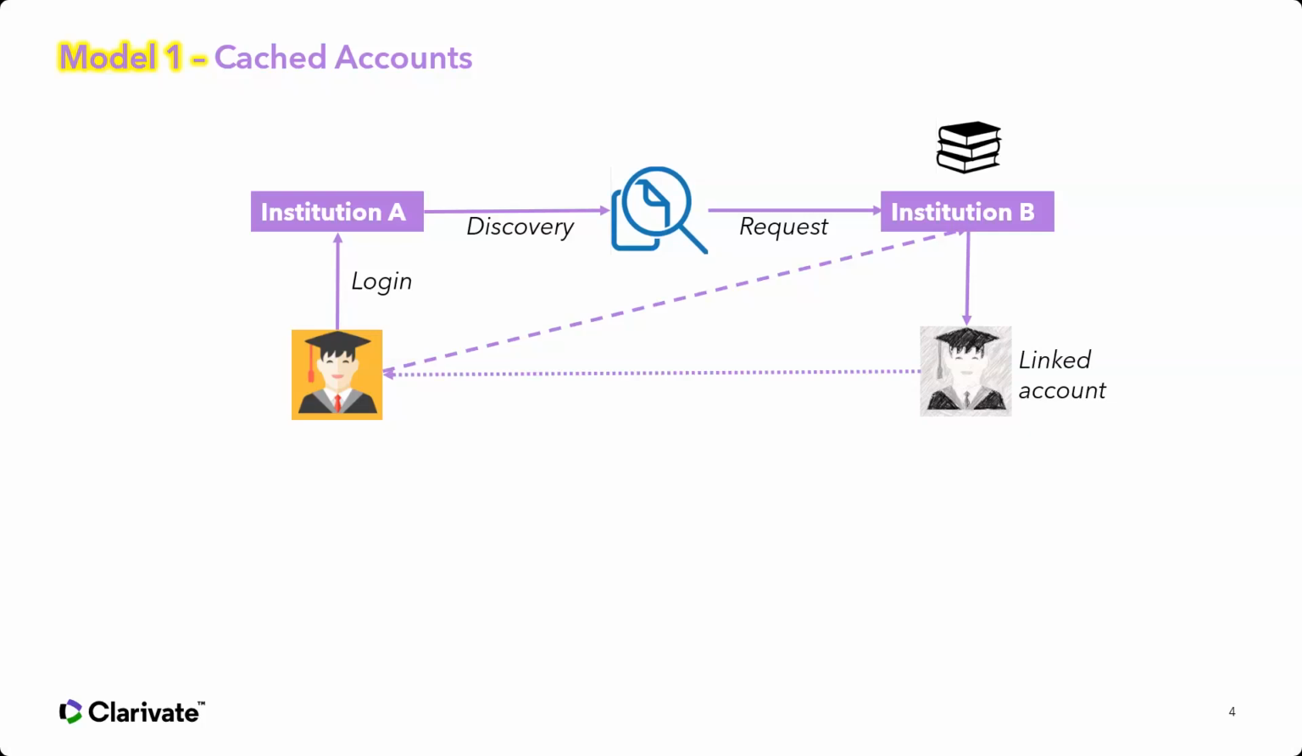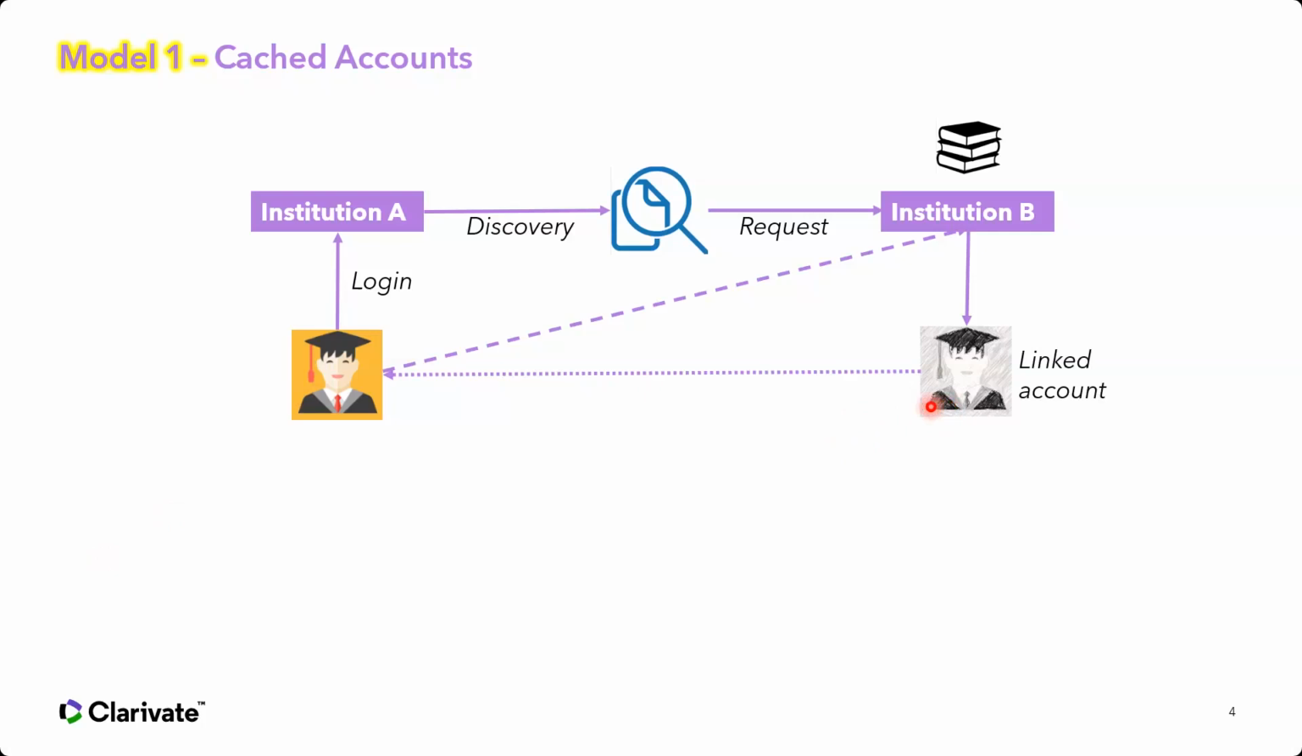This internal link enables Alma to maintain synchronization between these accounts so that if there's any update to the original account, such as an email change at the institution A, at the home institution, that email information will also propagate to the linked account at institution B in our example.